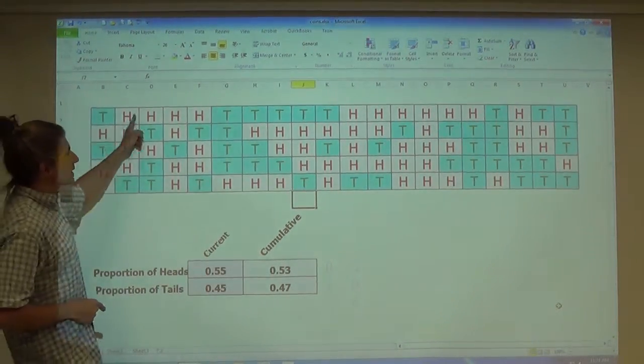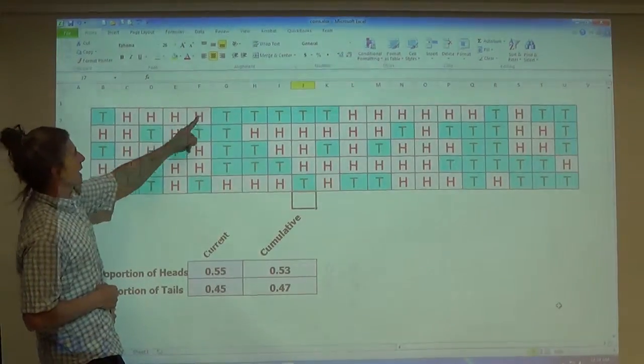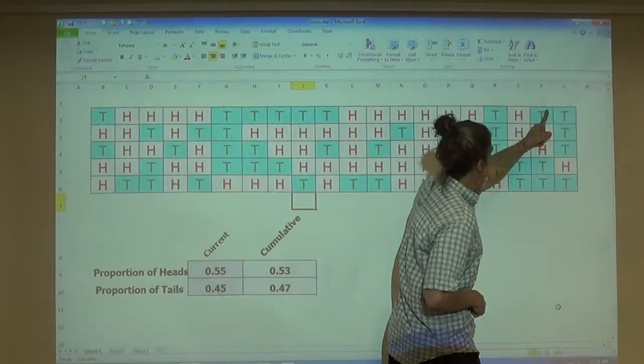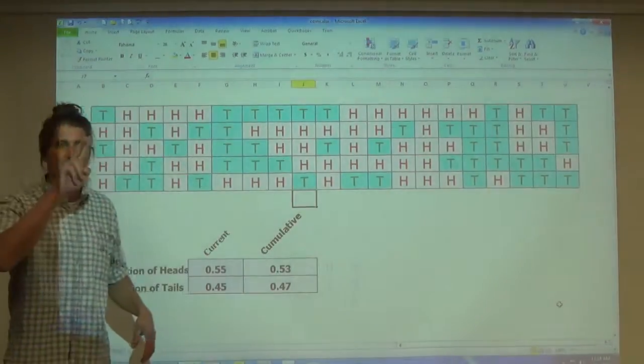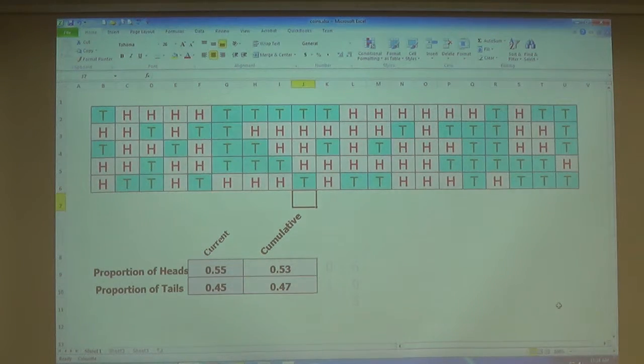But look at what happens in the short runs up top. Tails, heads, heads, heads, heads. Tails, tails, tails, tails, tails. Heads, heads, heads, heads, heads, heads. Tails, heads, tails. How many times up there does it go tails, heads, tails, heads, tails, heads, tails, heads, tails, heads, tails, heads? And not very much, huh? There's an awful lot of runs of heads and tails.